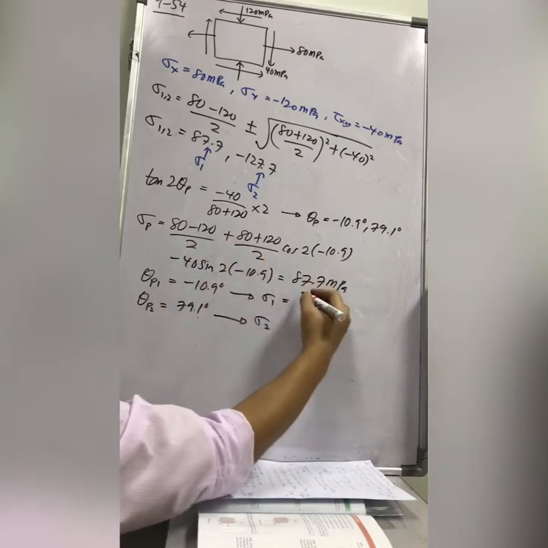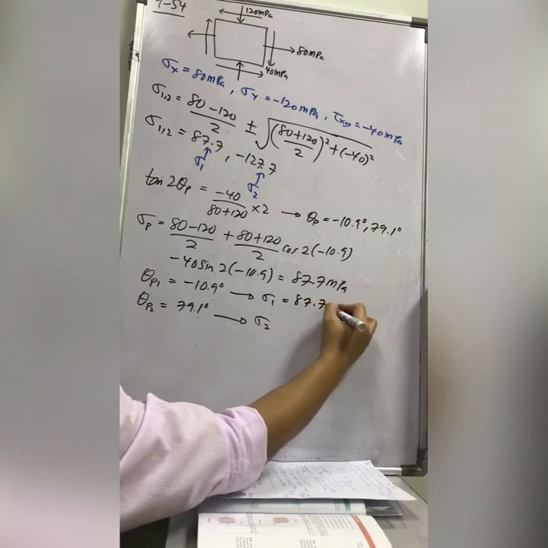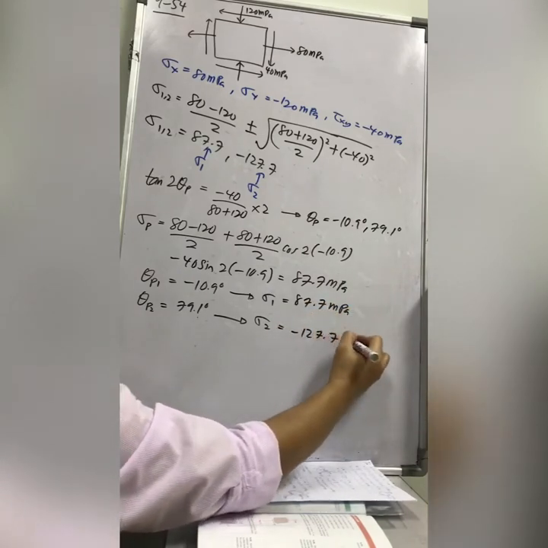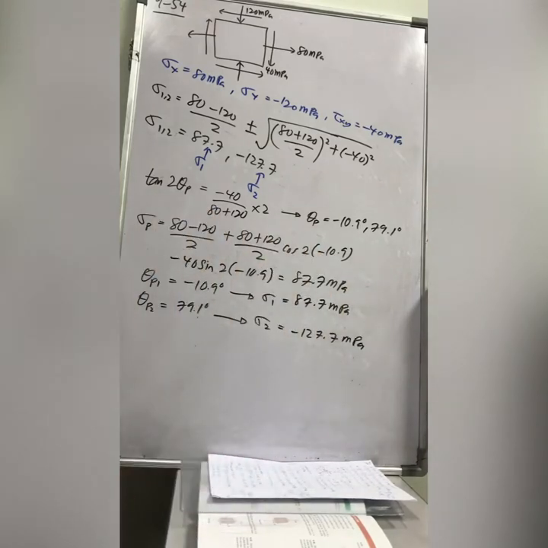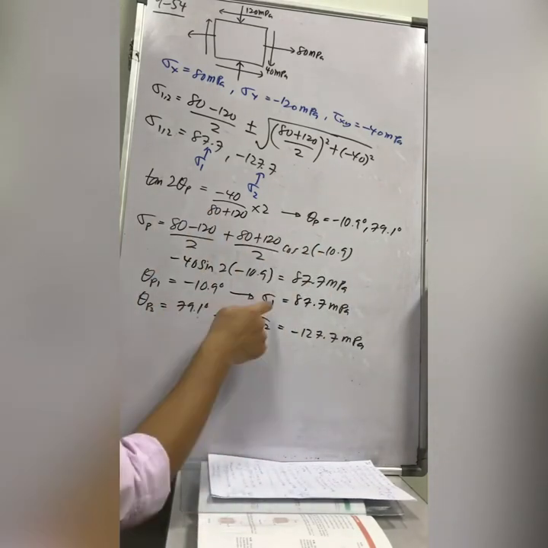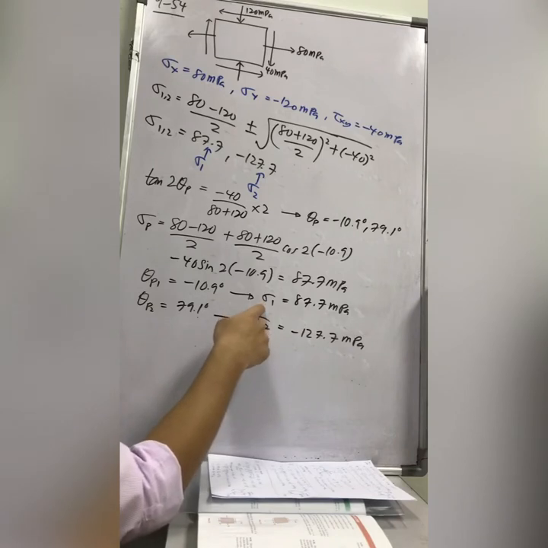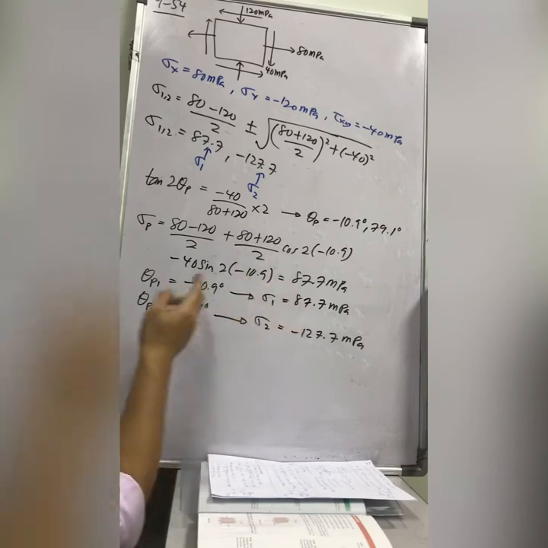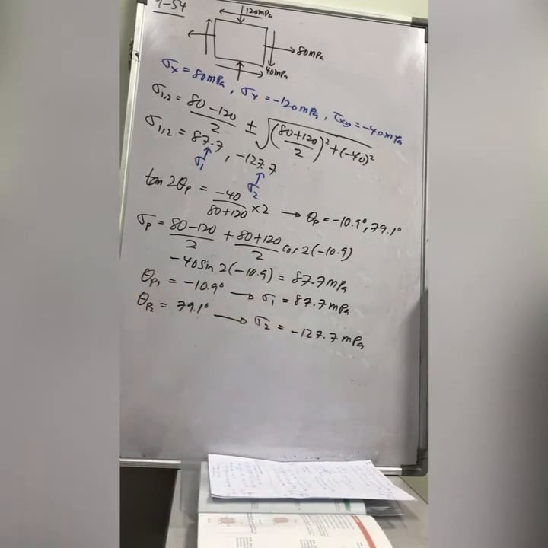That's right. Sigma 1 is 87.7 megapascal, while sigma 2 equals 127.7 megapascal. Okay, so what's happening here? You get your sigma 1, your principal stress, 87.7 megapascal, when you rotate the element minus 10.9 degree clockwise, isn't it? You get your sigma 2 when you rotate it 79.1 degree counterclockwise. Okay, this is for the principal stress.